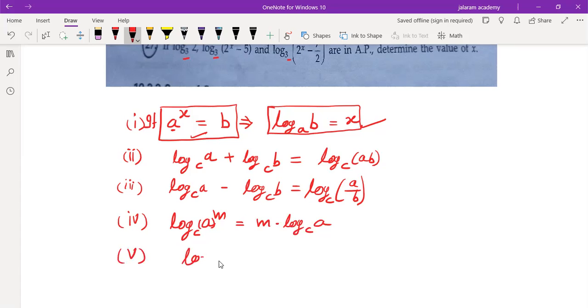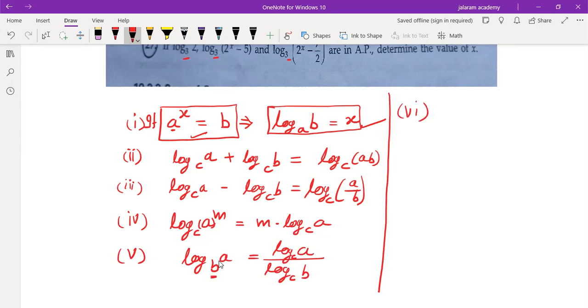This is the fourth property, which is also very important. Fifth property, log a base b equals log a upon log b. This can also be called the base change formula, as in this we can change to another base which is given in the question. Base was b, but this time we have taken it to be c. Log a base c over log b base c. Write all these properties and learn them. They will be used in many questions.